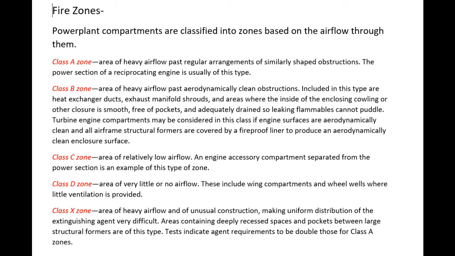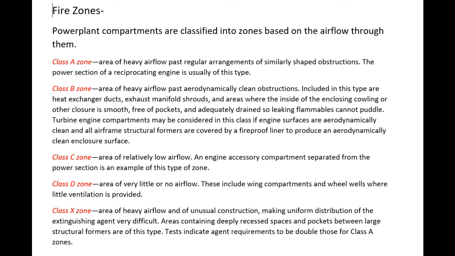And a Class X fire zone is where we have large volumes of air flowing through, but at non-uniform or irregular rates. And if you look through your 4313 1B, it gives you a couple examples of Class X fire zones. (13) says Class X zone, area of heavy airflow and of unusual construction, making uniform distribution of the extinguishing agent very difficult. Areas containing deep recessed spaces and pockets between large structural formers are of this type.